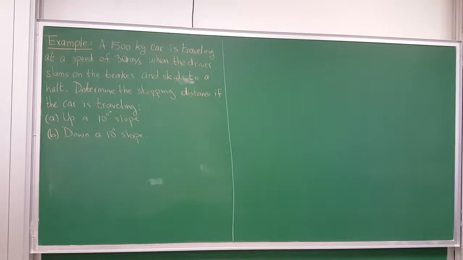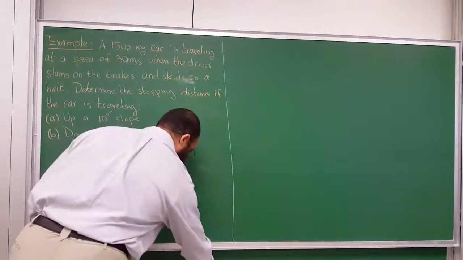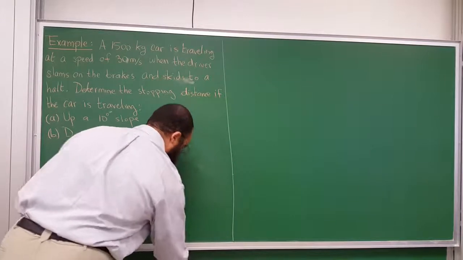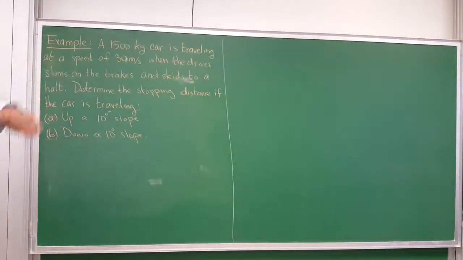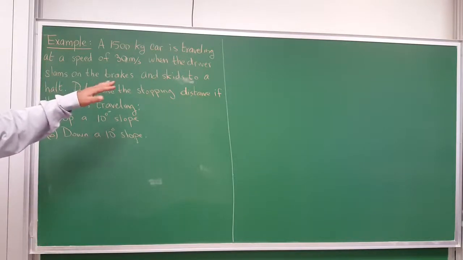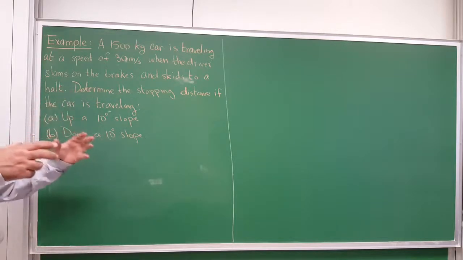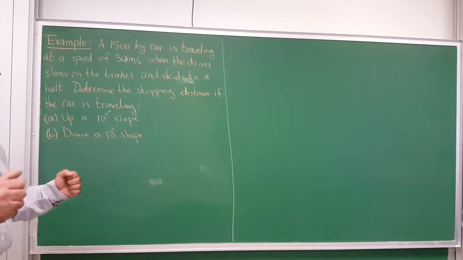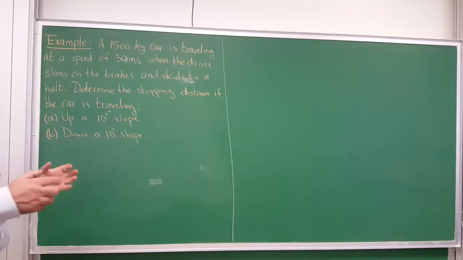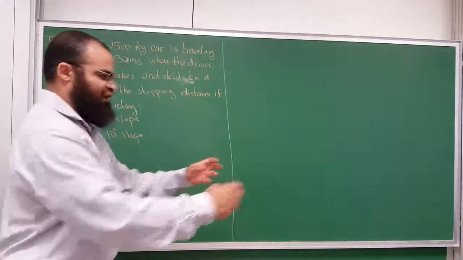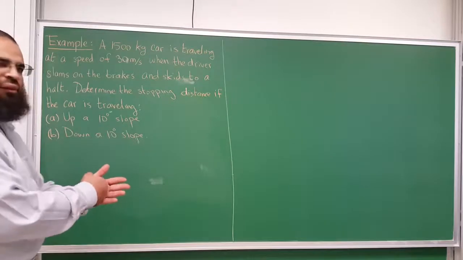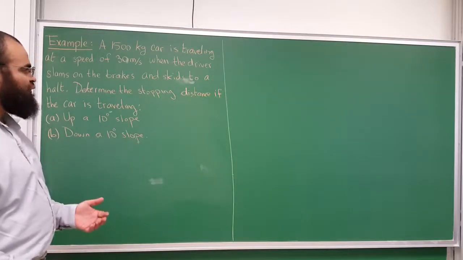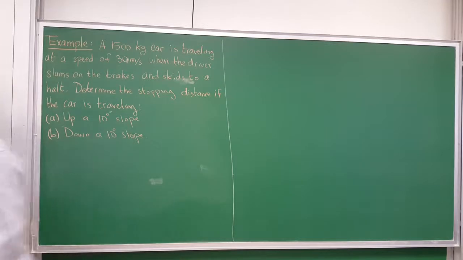All right, so here's an example that I would like to go over. So you have a 1,500 kilogram car traveling at a speed of 30 meters per second when the driver slams on the brakes and skids to a halt, meaning the wheels lock. So if the wheels lock, the car will just skid. So there is relative motion between the rubber and the concrete.